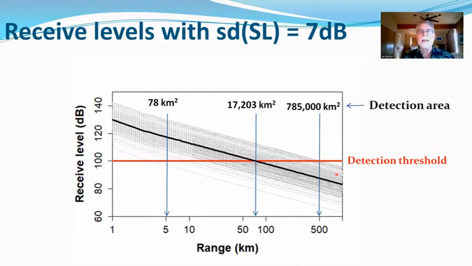This results in a difference in detection area. For this 100-fold difference in detection range, you get a 10,000-fold difference in detection area. And most important, the distribution is not symmetrical around this central value of 74 kilometers.